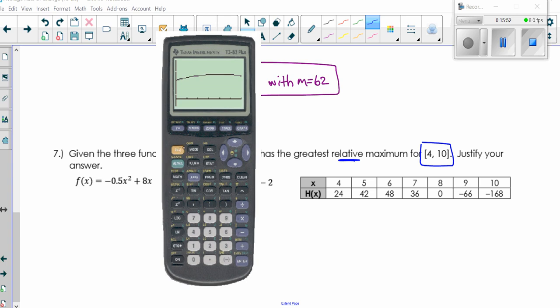What I can do is calculate the maximum. So if you hit second trace, I'm going to calculate the maximum here. So I'm going to hit enter. It's going to ask me for my left bound and my right bound. So I'm going to go left over here. You can see, look at your y values at 31.8. I can see that they're going down. So I'm going to hit enter.